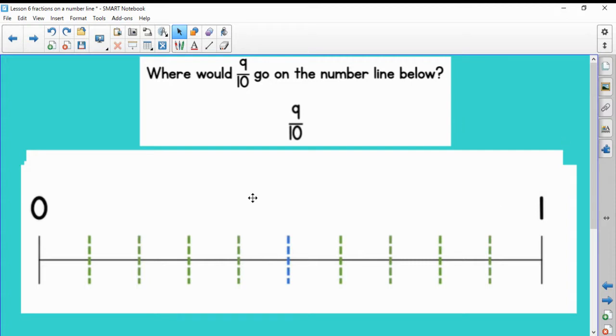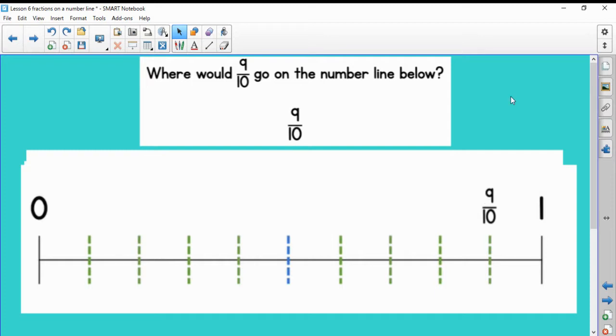Well, I could start by going 1/10, 2/10, 3/10, 4/10, 5/10, 6/10, 7/10, 8/10, 9/10. And there we go. It took me a long time to count all the way up there. Is there a quicker way? Well, I could start here. I know that this is half. Half of 10 is 5. 5/10, 6/10, 7/10, 8/10, 9/10. That was a little quicker.